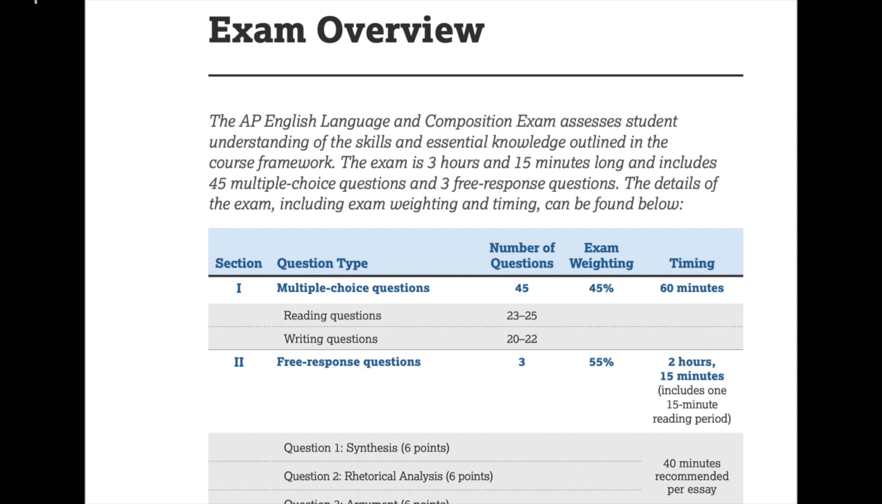So it's a longer test, but again, like I said, you can earn a bunch of college credit by passing this exam. So I hope that gives you kind of an overview about what to expect in AP Lang, some of the things that we do, some of the things that we read, and then of course the exam itself, which is what you want to know about when you're taking an AP class.